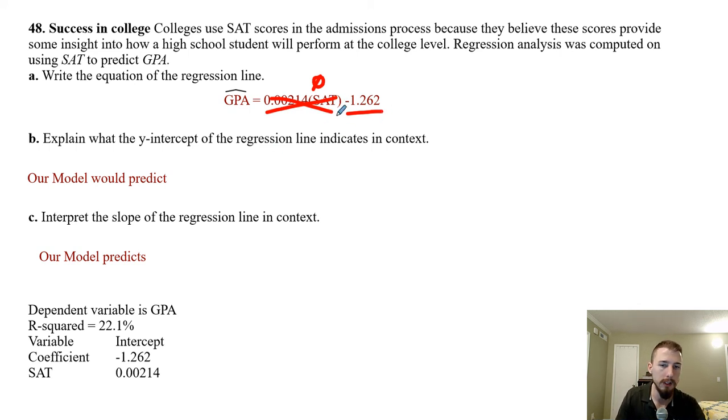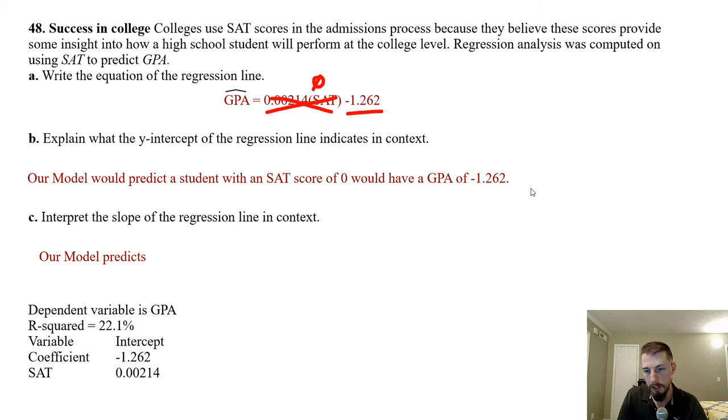So if we had a student who had a 0 on the SAT, we would predict they would have a negative GPA. So our model would predict a student with an SAT score of 0 would have a negative GPA of negative 1.262. Now, often the y-intercept doesn't make sense.